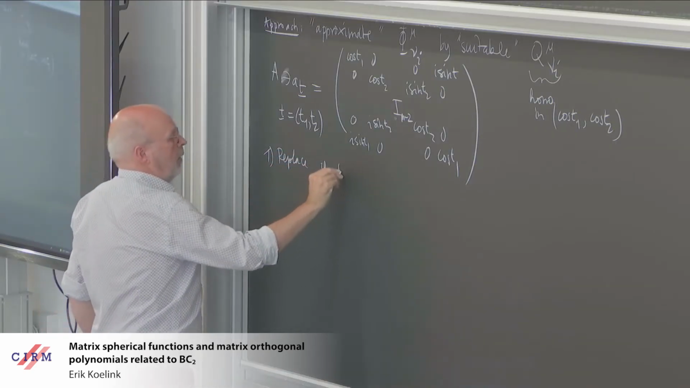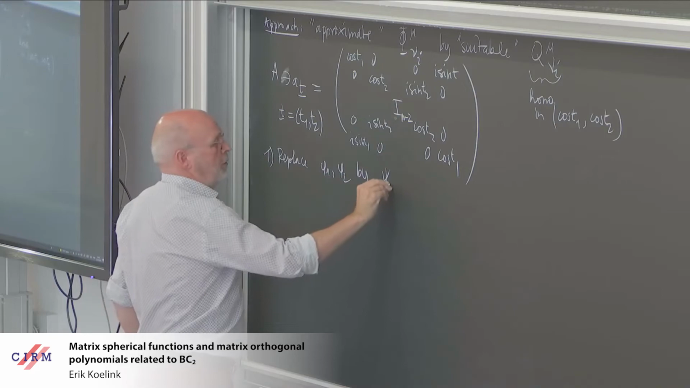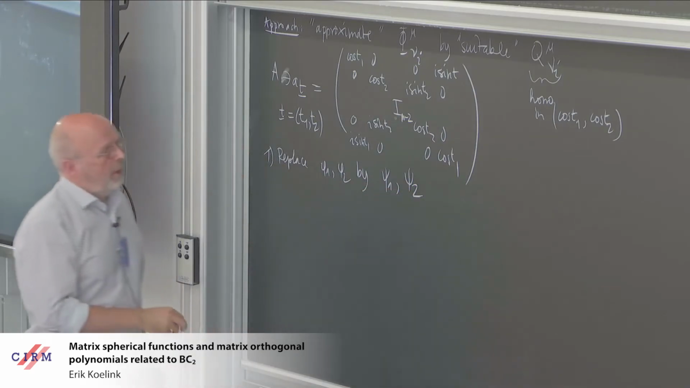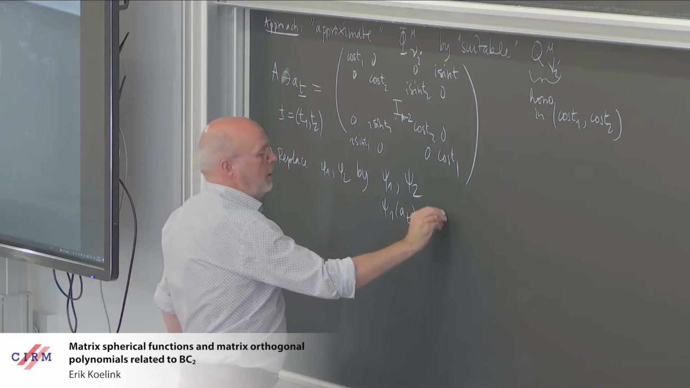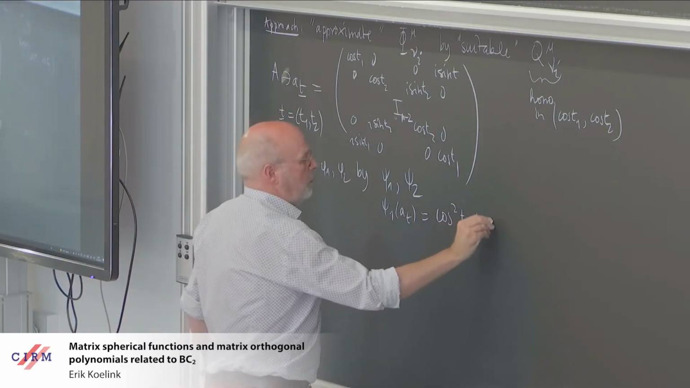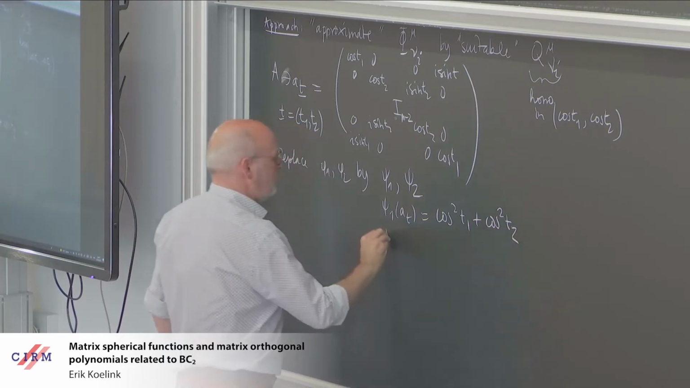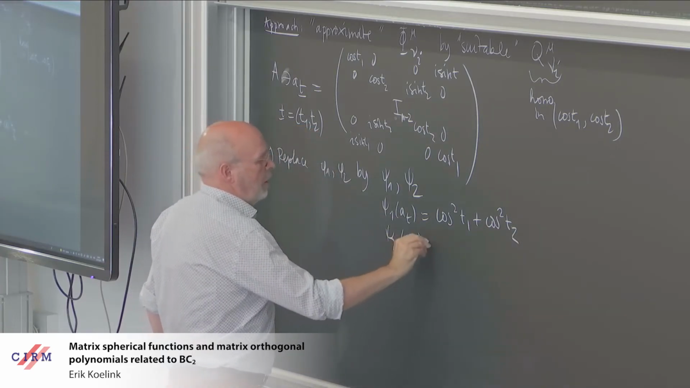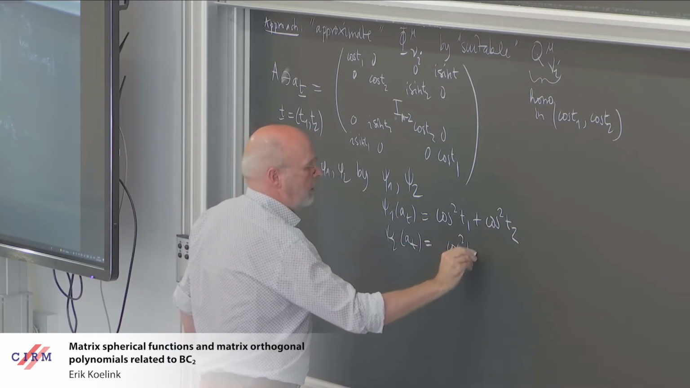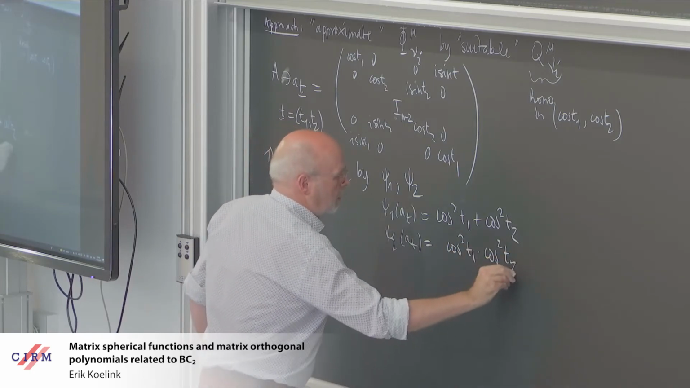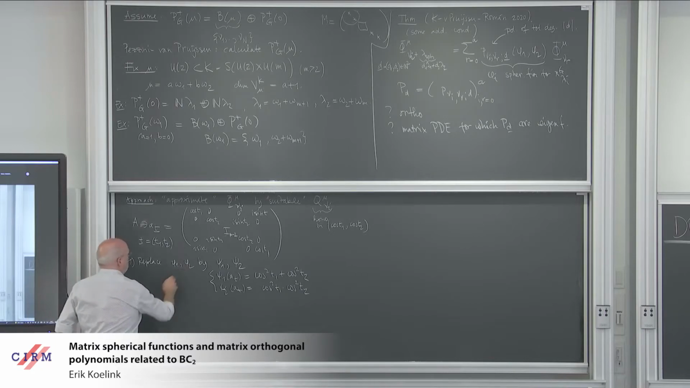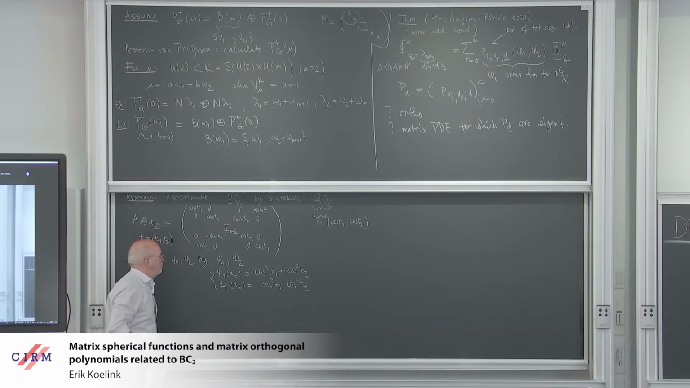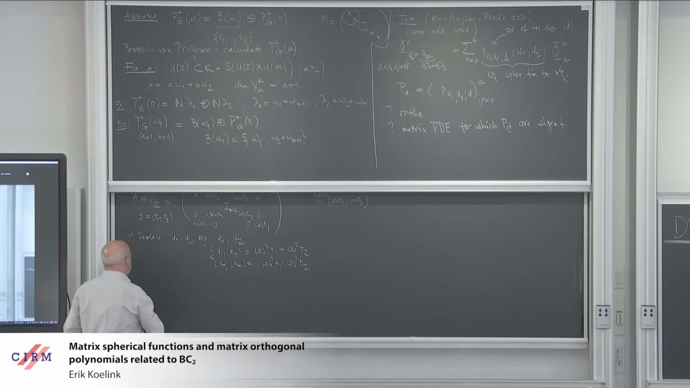And so what we do is we replace phi 1, phi 2 by a suitable psi 1, psi 2, and these will be homogeneous. So psi 1 of AT will be cosine squared T1 plus cosine squared T2. And you can give them a representation theoretic flavor if you want. I'll not do this, but this is an affine transformation from these spherical functions to this psi 1 and psi 2.